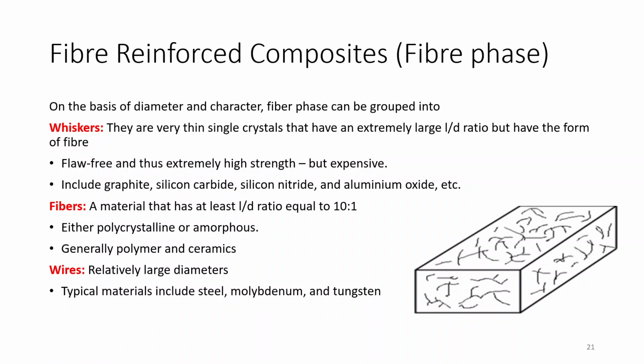Fibers are a material with at least an L by D ratio equal to 10:1, and they are either polycrystalline or amorphous, and generally polymers and ceramics. Wires are relatively large diameter, and their typical materials include steel, molybdenum, and tungsten.